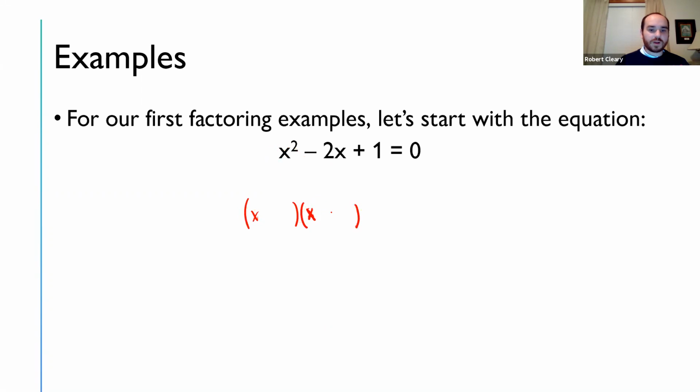And then we know that whatever our values on the other side are have to multiply to equal 1. So we're going to have 1 and 1 because those are the only things. Now, since this one is positive, that means our ones can be both positive or both negative.